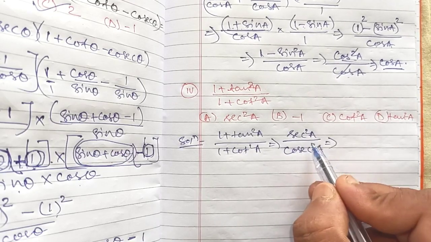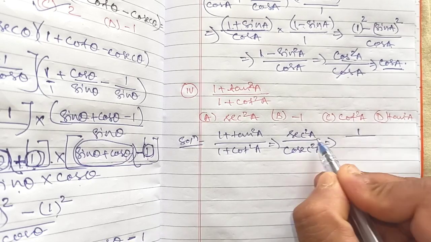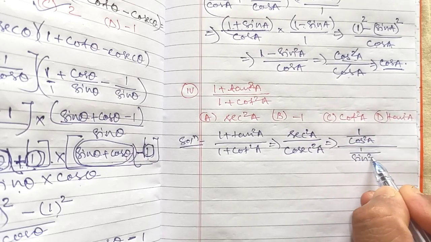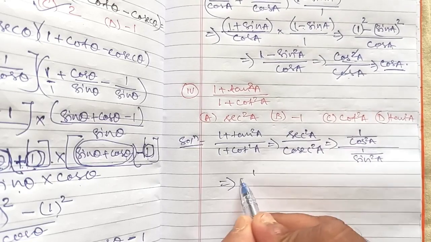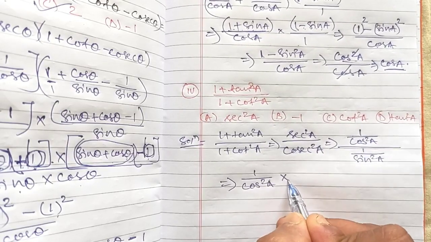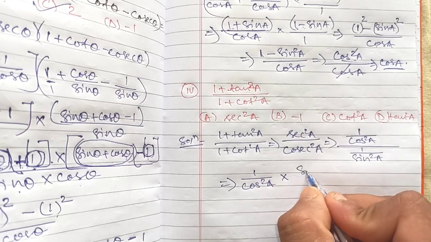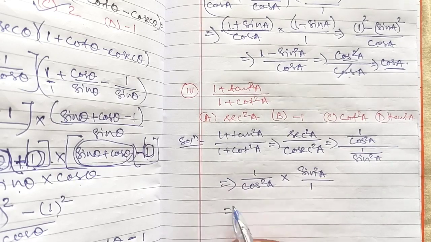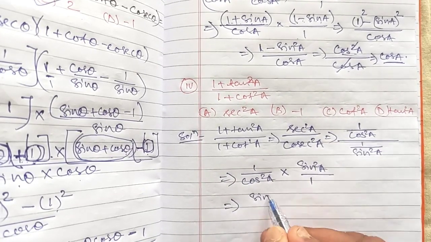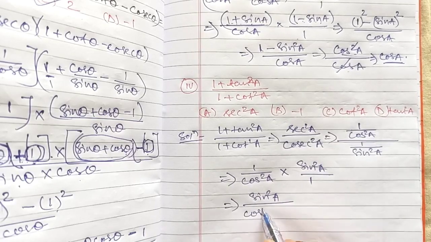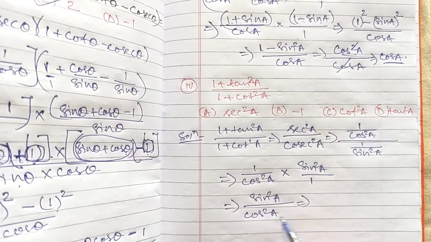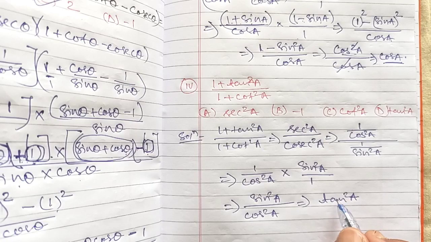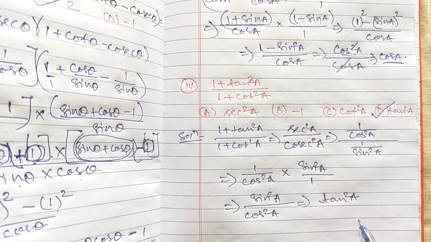So again I told you, convert it in terms of sin and cos. So sec square a is 1 by cos square a, cosec square a is 1 by sin square a. Now write 1 by cos square a as it is, into this will be reversed, sin square a by 1. Now multiply: sin square a into 1 is sin square a, cos square a into 1 is cos square a. So sin a by cos a is tan a. As square is there, we will write square for tan theta. So this became tan square a. Which option is correct? D is the correct option.